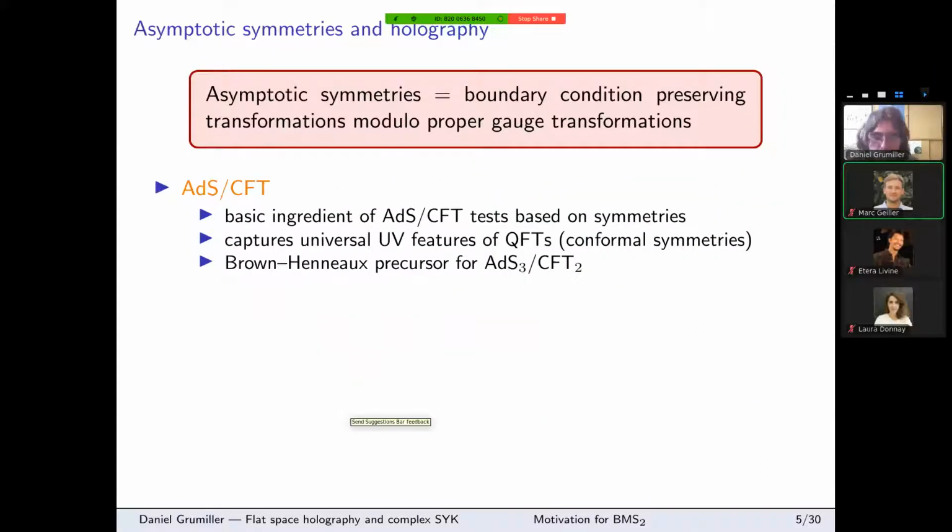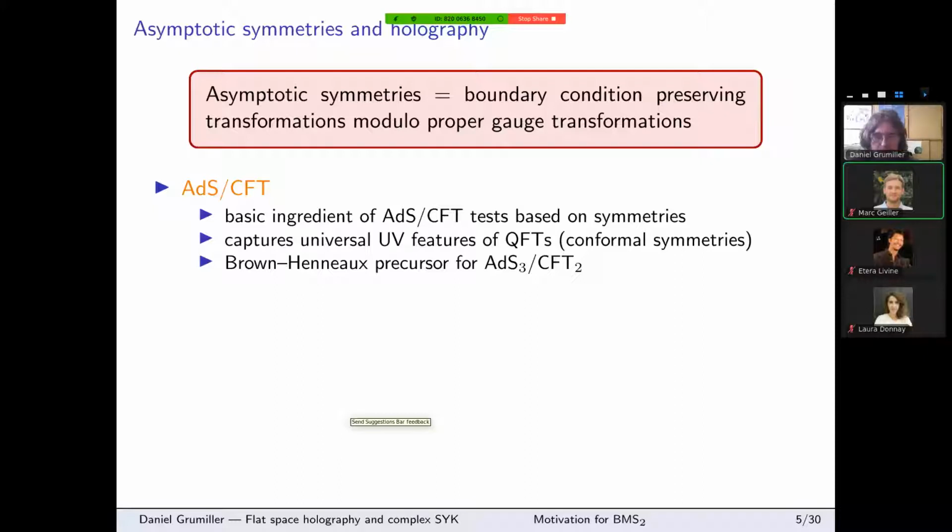So in my talk, I'm interested in a very specific aspect of asymptotic symmetries, namely in the context of holography. The best known example of implementing holography is the anti-de Sitter conformal field theory correspondence. And the asymptotic symmetries are a basic ingredient in AdS/CFT for any test of holography that is based entirely on symmetries. So for instance, the calculation of 2-point and 3-point correlation functions, or the calculation of thermal entropy in the AdS3/CFT2 context, or also the calculation of holographic entanglement entropy.